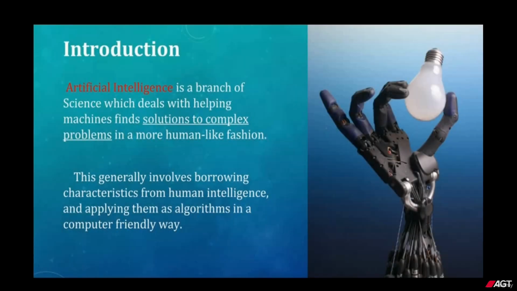Let's know about AI. Artificial intelligence is a branch of science which deals with helping machines find solutions to complex problems in a more human-like fashion. It helps people solve complex problems. This generally involves borrowing characteristics from human intelligence and applying them as algorithms in a computer-friendly way. These algorithms are designed for computers to perform tasks and help people, depending on the characteristics that have been defined.